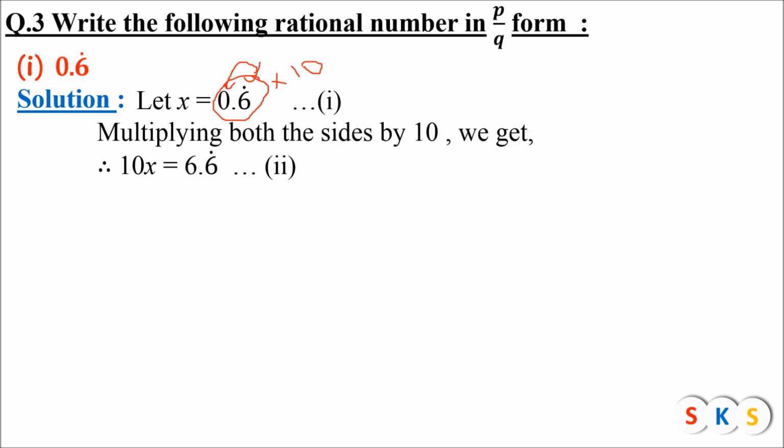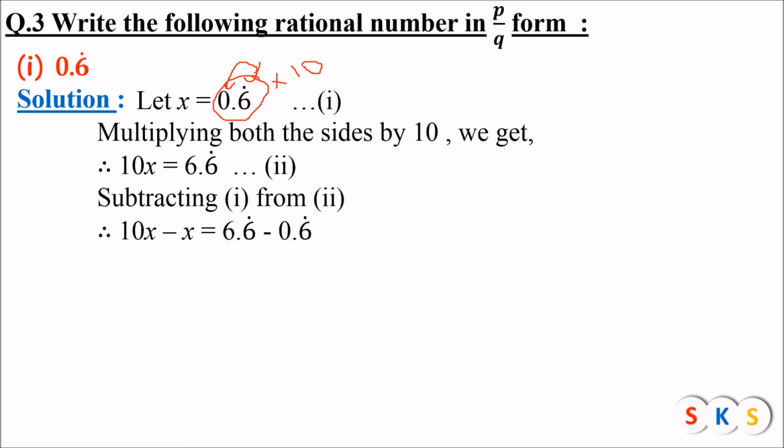Now we will subtract equation 1 from equation 2, that is 10x minus x equals 6.6 minus 0.6. So 10x minus x is 9x, and 6.6 minus 0.6 will be 6, right? So x equals 6 upon 9. It is a fraction, we will write it in simplest form, that is 2 upon 3. So 0.6 repeating can be written as 2 upon 3.